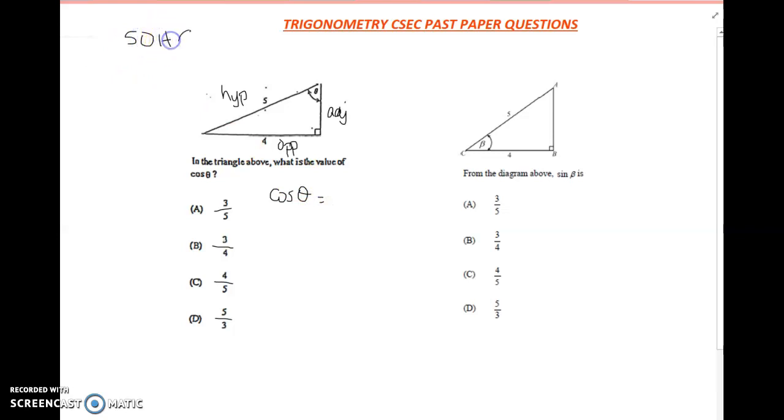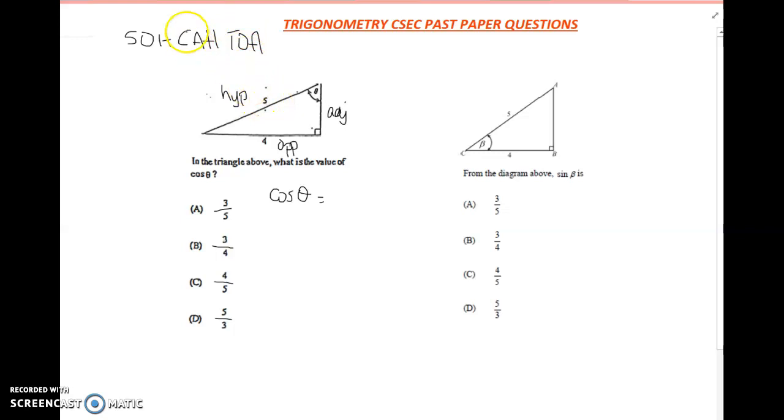So, SOH CAH TOA. You don't need to remember this because they give you all the formula in the formula sheet. So S represents sine, O is opposite, H is hypotenuse. C is cos, A is adjacent over hypotenuse. T is tan, tan is opposite over adjacent, right?